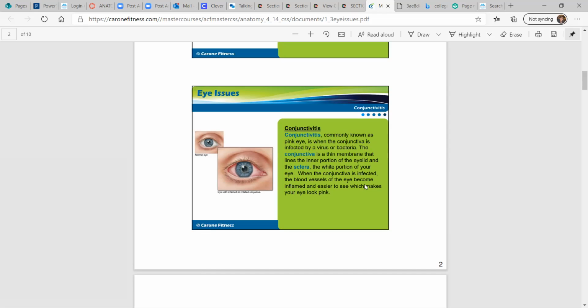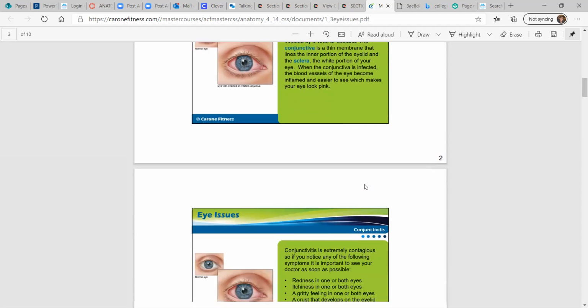Now remember, the conjunctiva is that thin membrane that lines the inner portion of the eyelid and the sclera. So just underneath your eyelid, on either side of your eye, is lined with that conjunctiva. And when that gets infected, the blood vessels of the eye become inflamed, and it's easier to see them. So all that blood becomes easier to see in your eye, and that's what makes it appear pink. It's just the inflammation of your blood vessels.